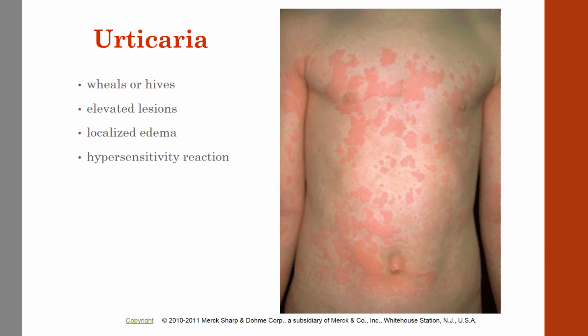This is a plaque. I'm sorry, I said patch. It's raised, and you'll see the borders will be very distinct, their elevation will be there. It won't be a huge elevation, but there will be some markings. This is not just flat. If it's flat, it usually has no acute etiology. If it's big and flat, it's usually something chronic, or something benign. If it's raised, it's something acute, like a hypersensitivity reaction.